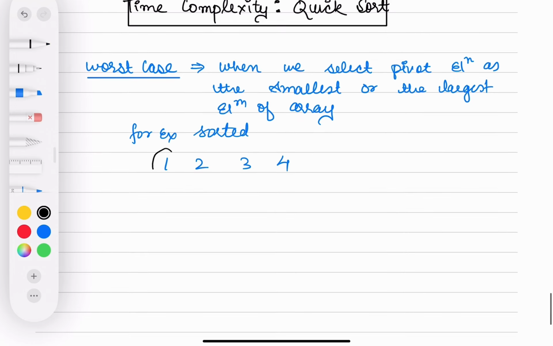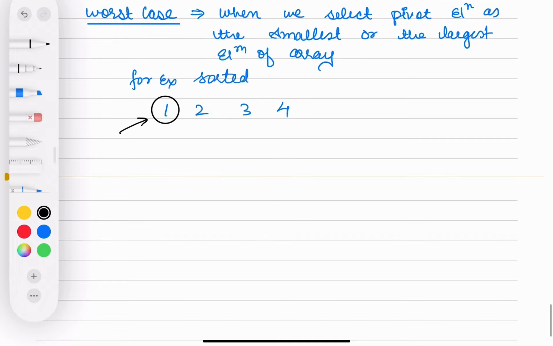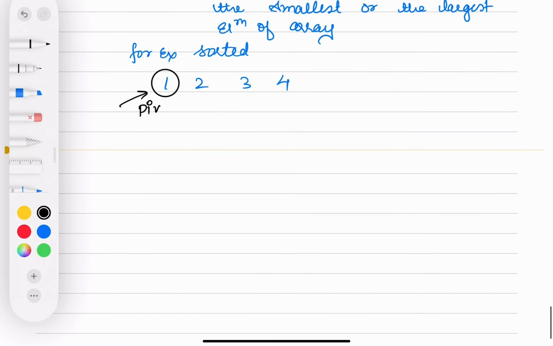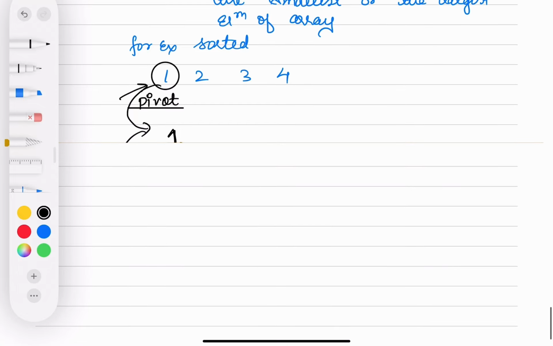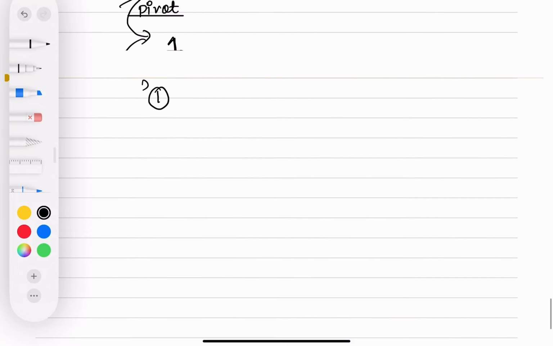Now, if you consider 1 as your pivot element, in that case, what will happen? 1 is at right position, right? So 1 will remain here. I'll just write it here. So 1 will remain here, and there is nothing on the left. Now 2, 3 and 4 will be there.